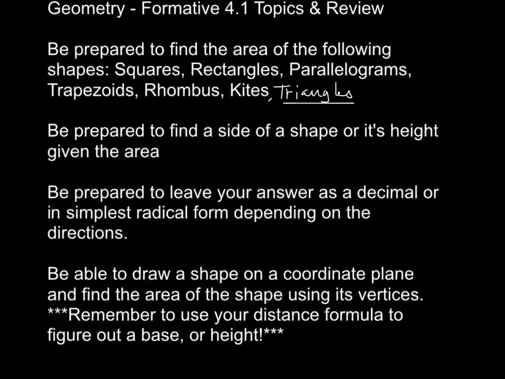A majority of them are the same. You look at these three right here, they are all the same: squares, rectangles, parallelograms. Area is base times height. Trapezoid is the one that's a little bit different. The rhombus and the kites are together. These two are the same: half times diagonal 1 times diagonal 2. The triangles are related to the top three, where you've got base times height and then you just cut it in half, divided by 2.